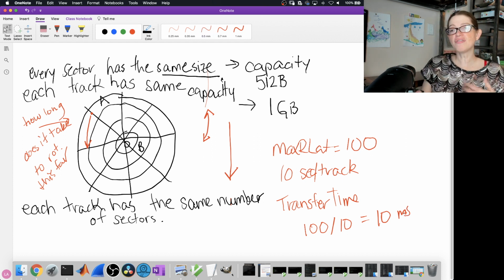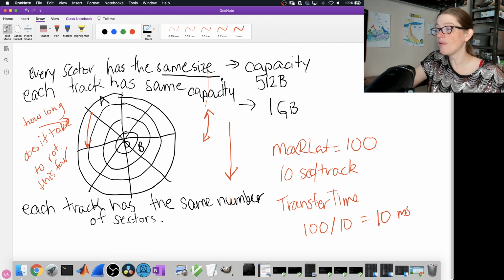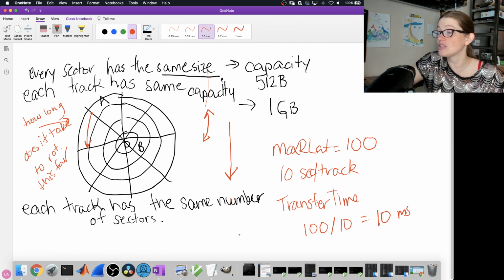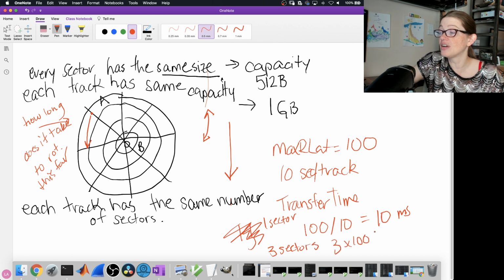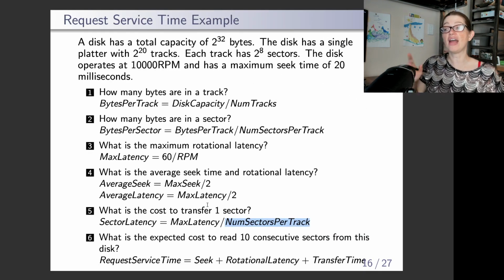Okay. So we're trying to figure out what percent of the track we are reading, and then we're going to multiply that by our maximum latency. So for example, this was the transfer time for a single sector. If I was going to do three consecutive sectors, I would then multiply this by three. So this is for one sector. If it was three sectors, then it's 3 times 100 over 10. All of that math, by the way, is outlined again in the guide.